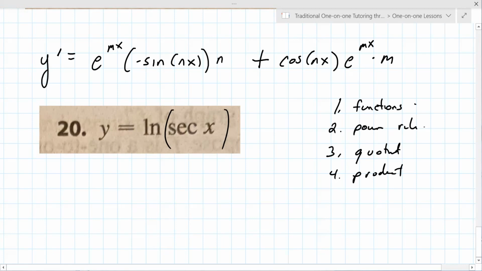Like power rule leads to chain rule, quotient, product rule leads to chain rule. But you could do a power rule of a function that leads to chain rule. So the derivative is 1 over secant of x. And then what's the derivative of secant?